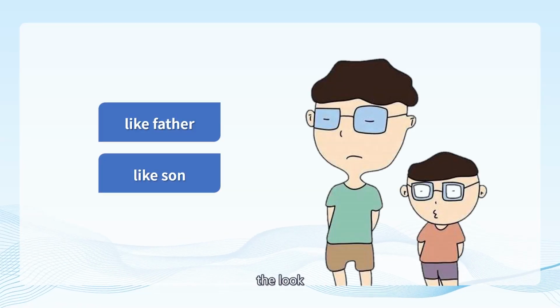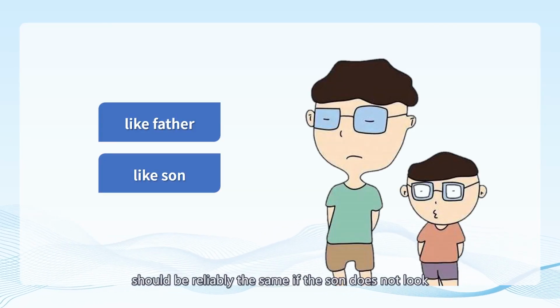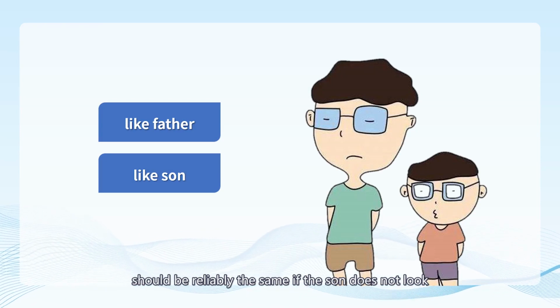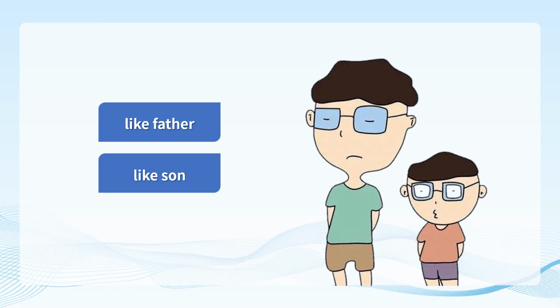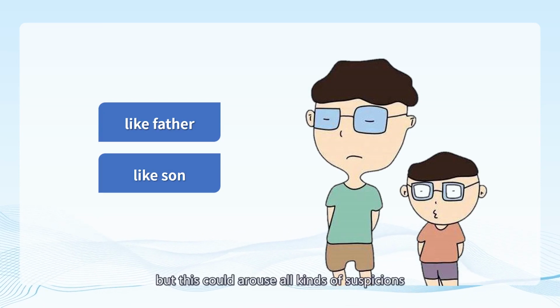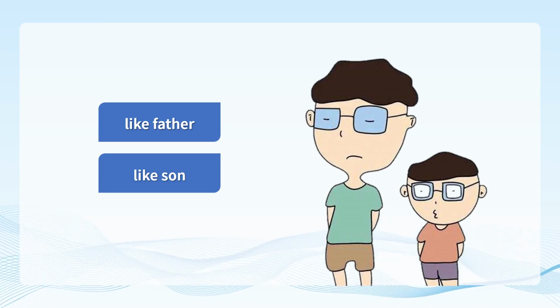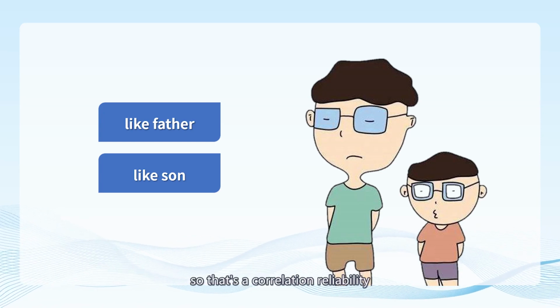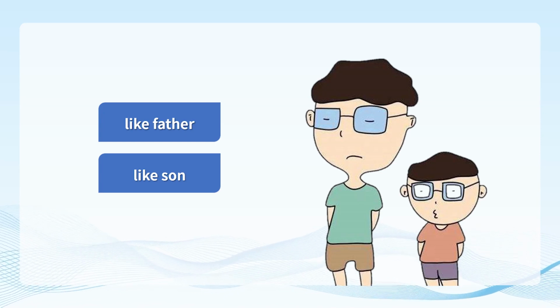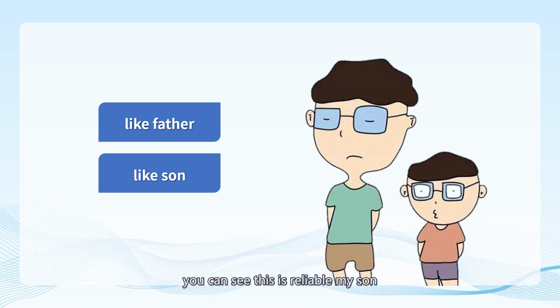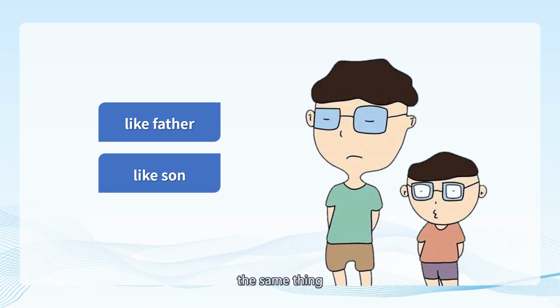Now, if you do not know reliability, you can think of it like father and son. The look should be reliably the same. If the son does not look like the father, this could arouse all kinds of suspicions. So that's a correlation, reliability. You can say this is reliable, my son. It's the same thing.